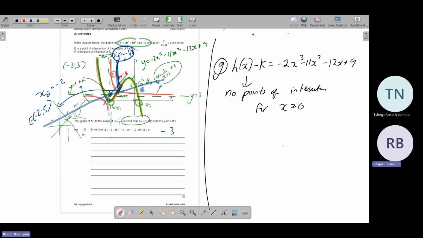Sir, could you do this question technically by inspection? Yes, you can, but you have to do some algebra.